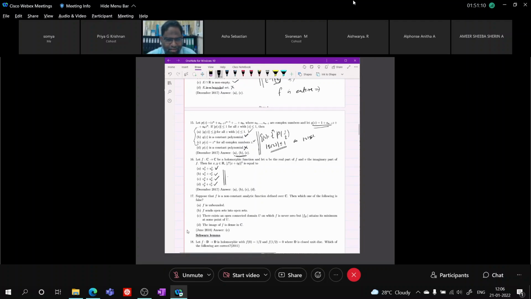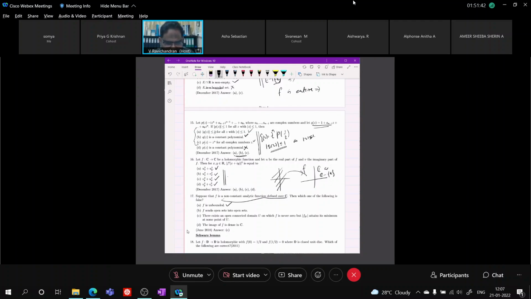So this is again, f is a non-constant analytic function, one of them is false. F is a non-constant analytic function defined on C. That means it is an entire function. So if it is an entire function, the image is the whole complex plane or the whole complex plane minus a single point. So the only option is either it is C or C minus a single point. So naturally then F is unbounded. This will be a correct answer. F will be automatically unbounded.